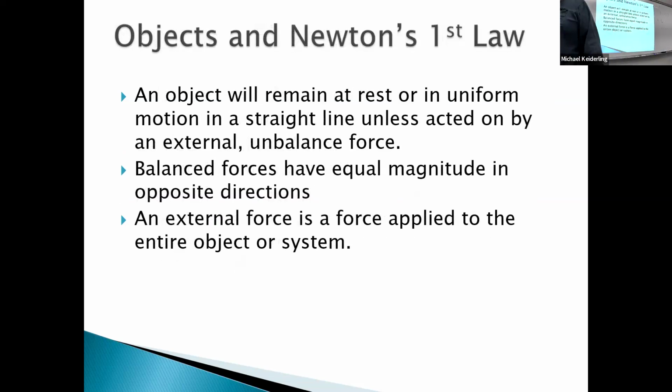So an object will remain at rest or in uniform motion in a straight line unless it's acted on by an external unbalanced force. Balanced forces are ones that cancel out, so of equal magnitude in opposite directions. And an external force is defined as some force applied from outside the object. Turns out internal forces can never change the velocity of a system. They can move the internal bits around, but they can't cause the whole thing on average to change its speed.